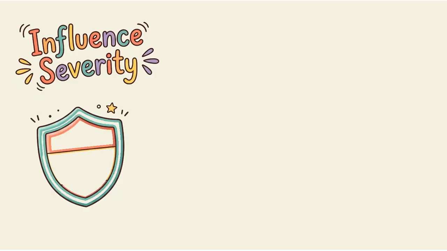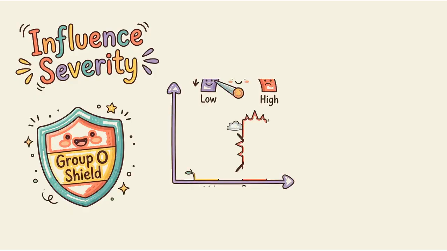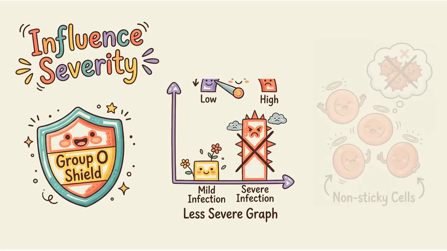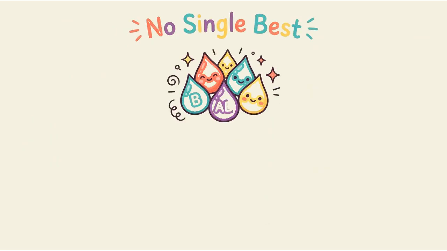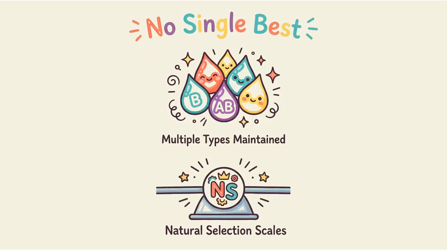Different blood groups can also influence how severe an infection becomes, not just whether you get infected. With malaria, blood group O is associated with less severe disease because infected cells are less likely to stick to uninfected ones. No single blood group is best in all environments, so multiple types are maintained by natural selection.